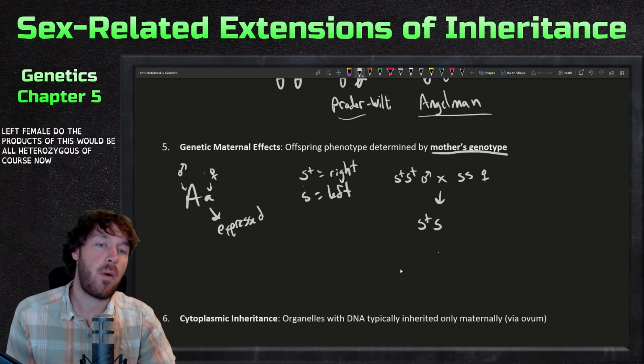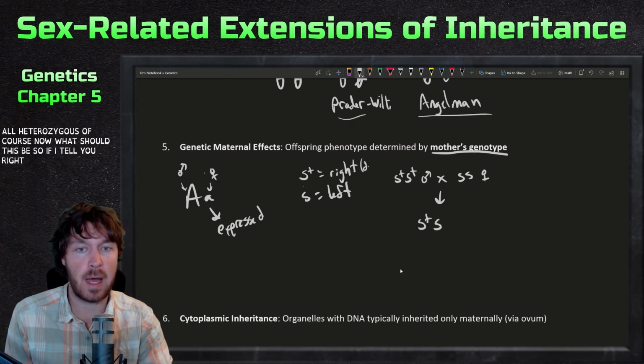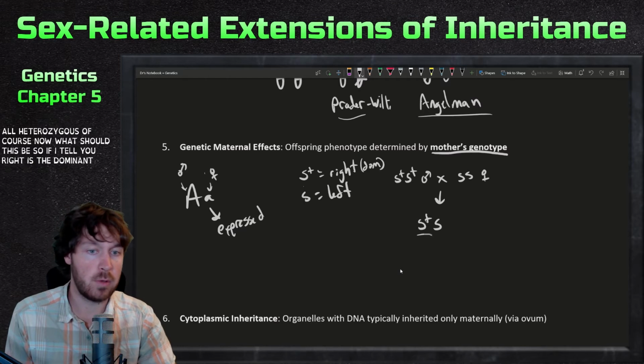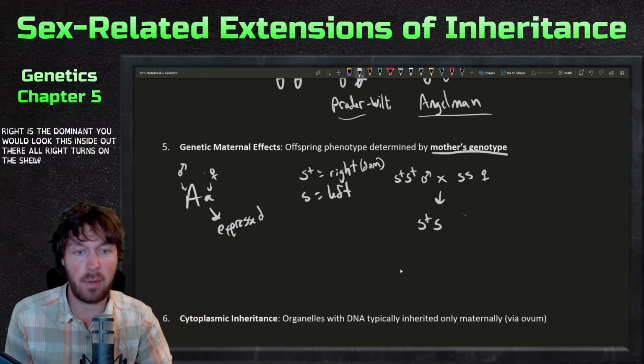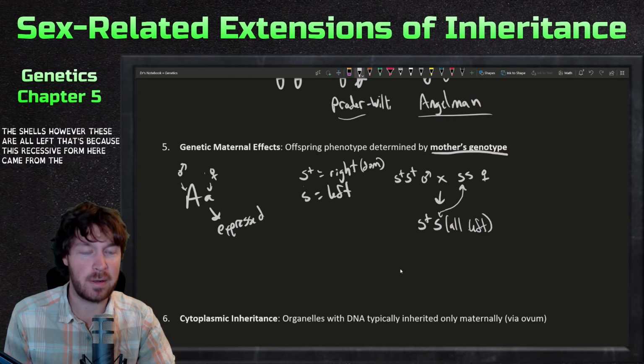Now, what should this be? So if I tell you right is the dominant, you would look at this and say, oh, they're all right turns on the shells. However, these are all left. That's because this recessive form here came from the mother.